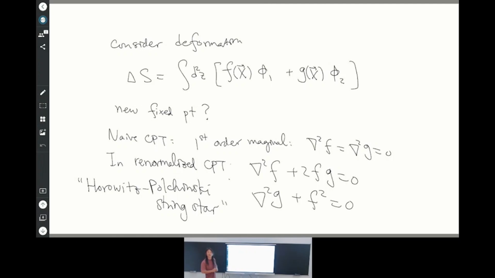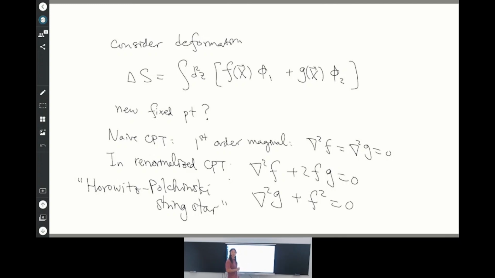Naively, it would look like... If you take f and g constants, do you have a fixed point even naively? Because phi1 and phi2, the OPE coefficient of phi1 plus phi2 with itself is non-zero from what you told us, no? These are supposed to be the correct equations that describe it. I agree with that.